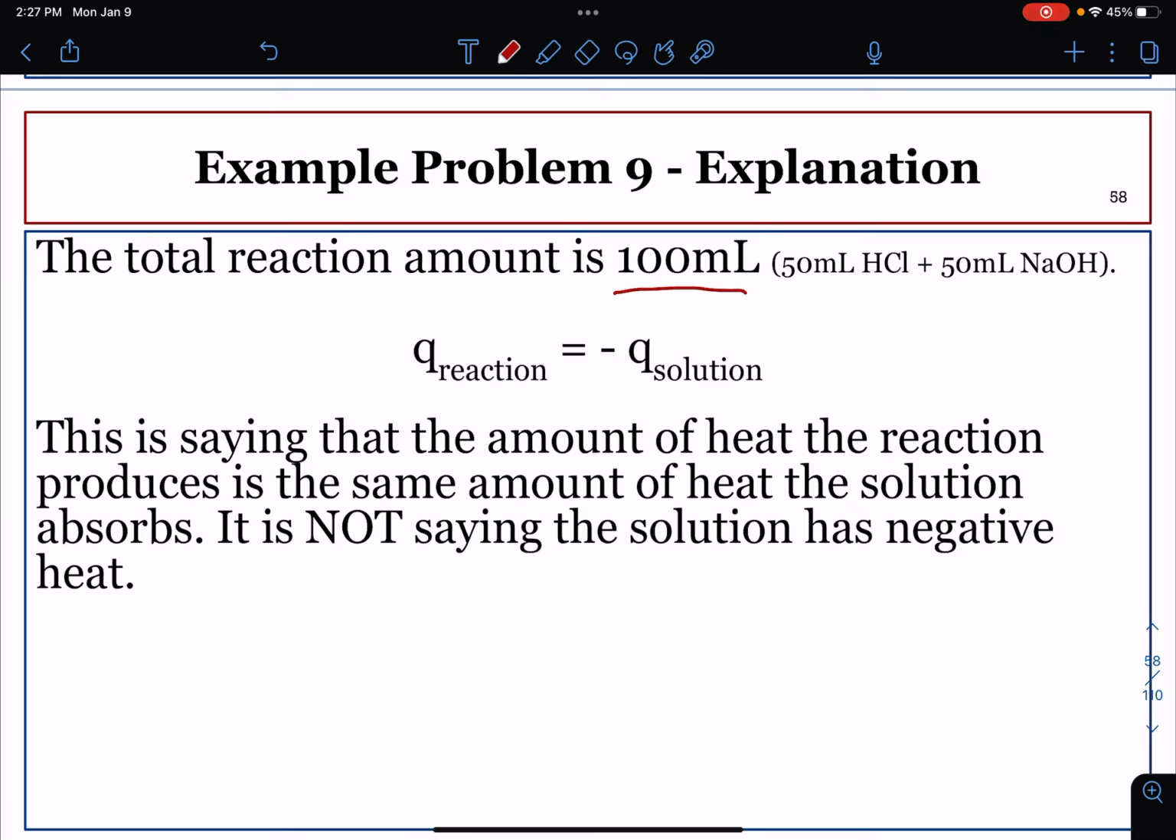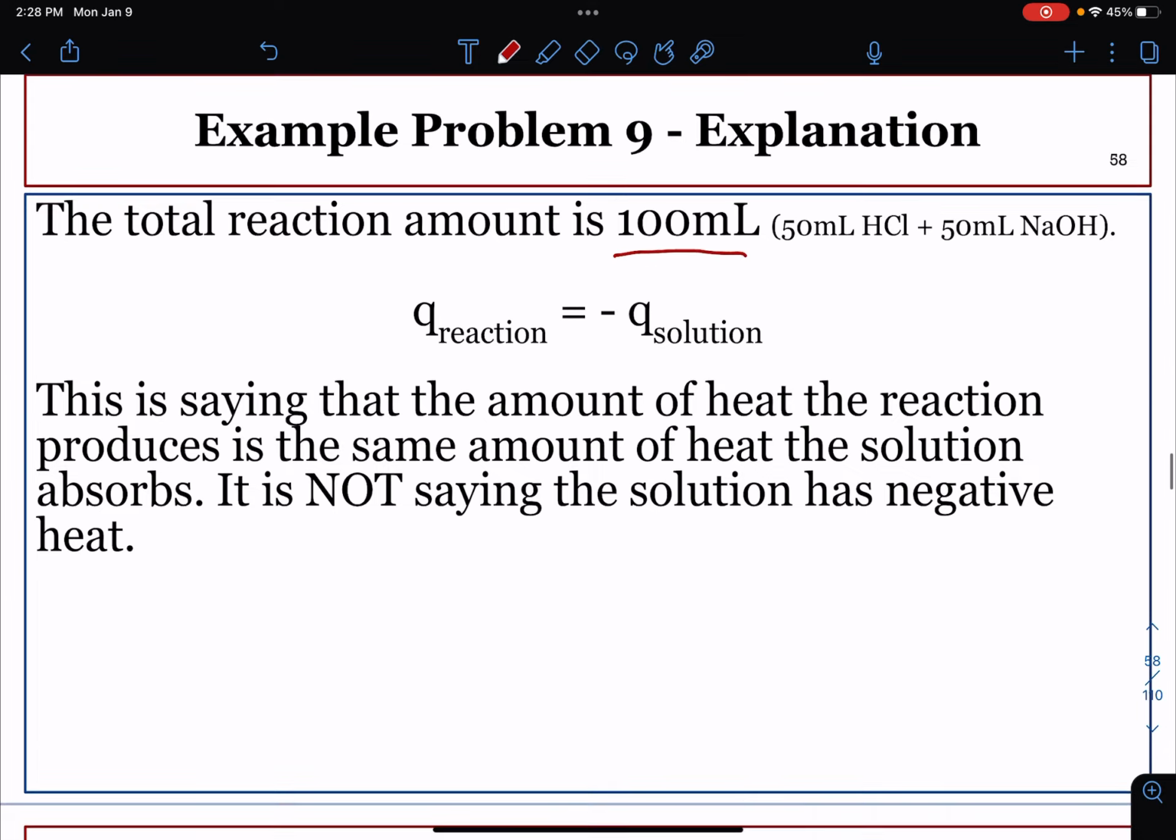So here's our mathematical equation again. Q of reaction is equal and opposite to Q of solution. This is saying that the amount of heat that the reaction produces is the same amount of heat that the solution absorbs. And in the problem, when it says that the temperature of the mixture reaches a maximum of 28.9 degrees Celsius, that is coming from our thermometer sitting in the solution. The thermometer is measuring the temperature of the surroundings. This equation is not saying that the solution has negative heat. Mathematically, it doesn't matter which side the negative sign is on. Just one of the sides needs to have a negative sign so that we say one part is losing the heat, the other is gaining that heat.